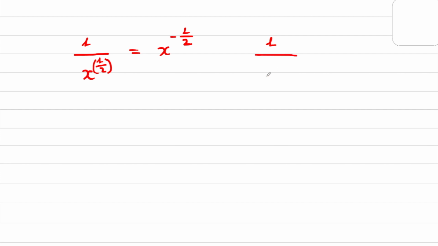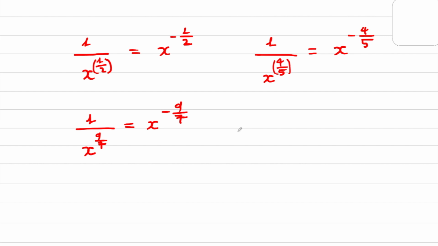Once again, how about x to the power of 4/5? 4/5 is the power number in the denominator, so it's not too difficult. It becomes -4/5. Then I have 1/x to the power of 9/7. So it will be -9/7. Now stop the video and do this question by yourself.